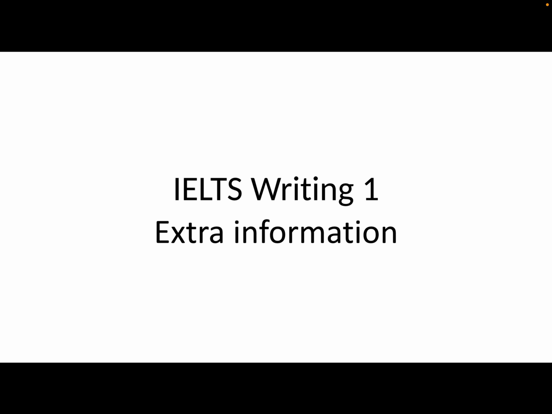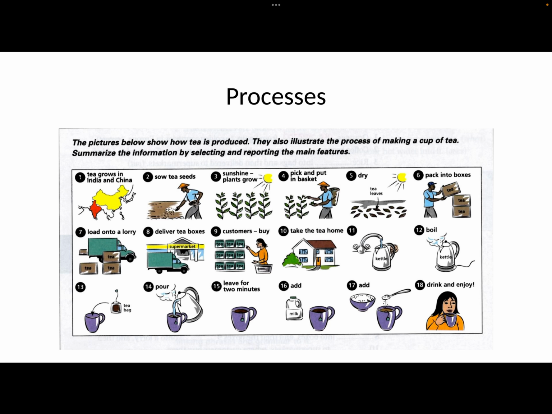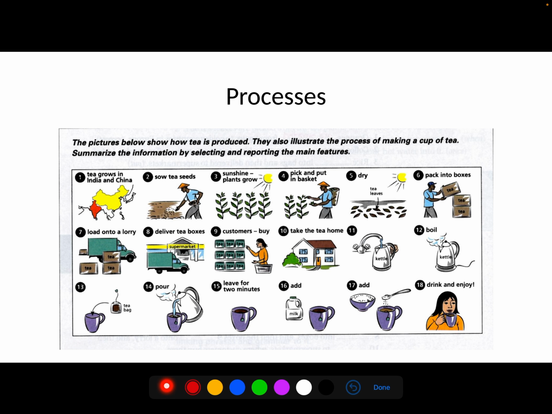Hello everyone, today we are talking about writing task 1, how to give extra information in the graphs, in the diagrams that show the stages of doing something, okay? So today I will be teaching you in English, so let's start. How do we give extra information? So here we have a process of making tea, okay? So it explains all the stages that are involved in this process.